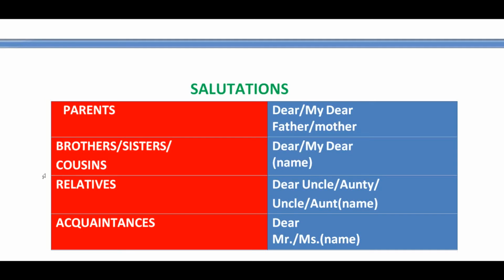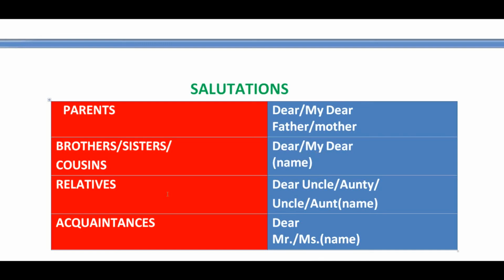If you're writing a letter to your brother, sister, or cousin somewhere, then what would be the salutation? Dear with the name, or my dear with the name. For example, dear Rahul, my dear Rahul. In that way, you can write.